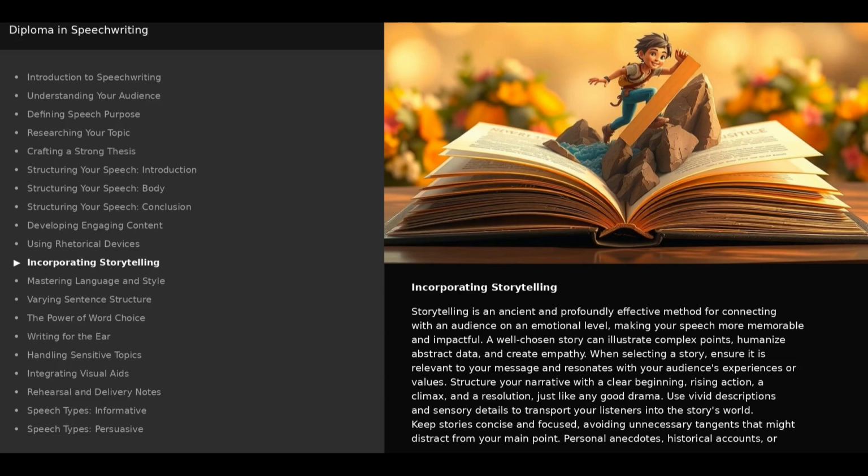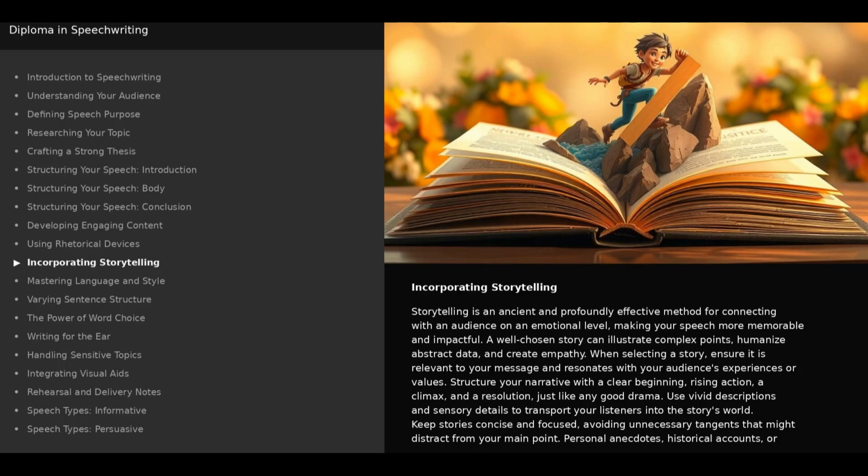Structure your narrative with a clear beginning, rising action, a climax, and a resolution, just like any good drama. Use vivid descriptions and sensory details to transport your listeners into the story's world. Keep stories concise and focused, avoiding unnecessary tangents that might distract from your main point. Personal anecdotes, historical accounts, or even fictional parables can all serve to enhance engagement.